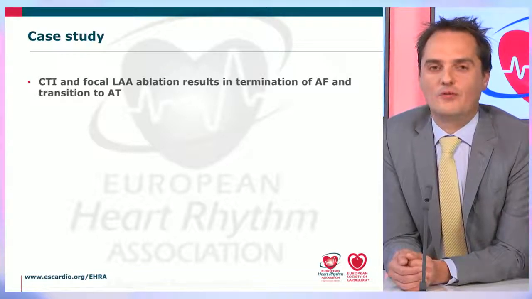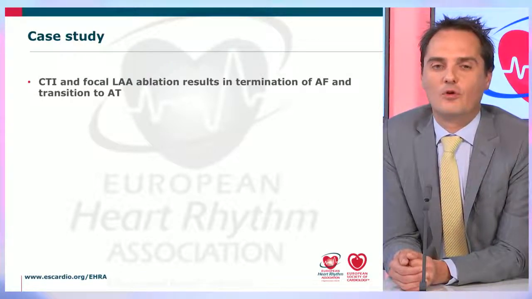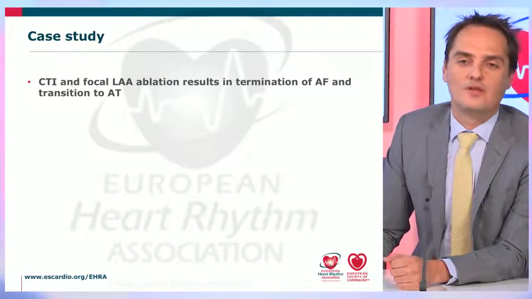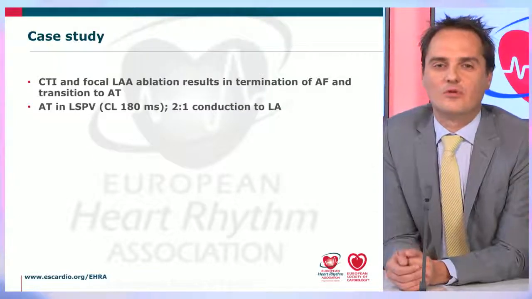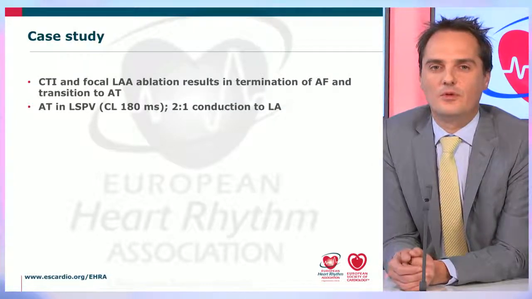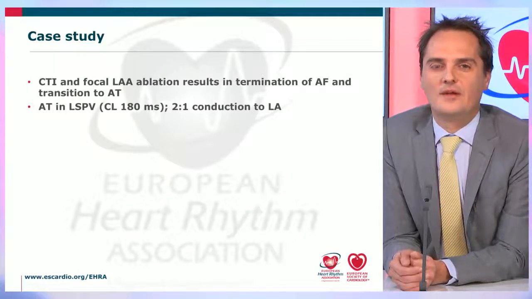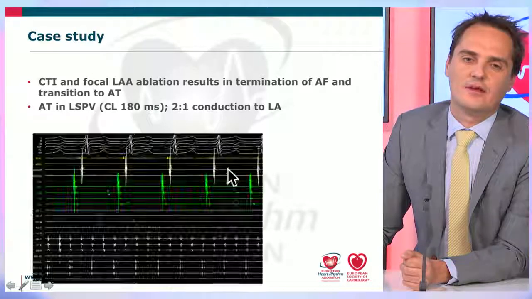And we did perform cavo-tricuspid isthmus ablation, after which we performed focal ablation at the base of the left atrial appendage, which did indeed result in termination of the atrial fibrillation and transition to atrial tachycardia. At this point, we saw a rather curious tachycardia originating from the left superior pulmonary vein with a cycle length of 180 milliseconds and a 2-to-1 conduction to the left atrium, cycle length in the left atrium 360.